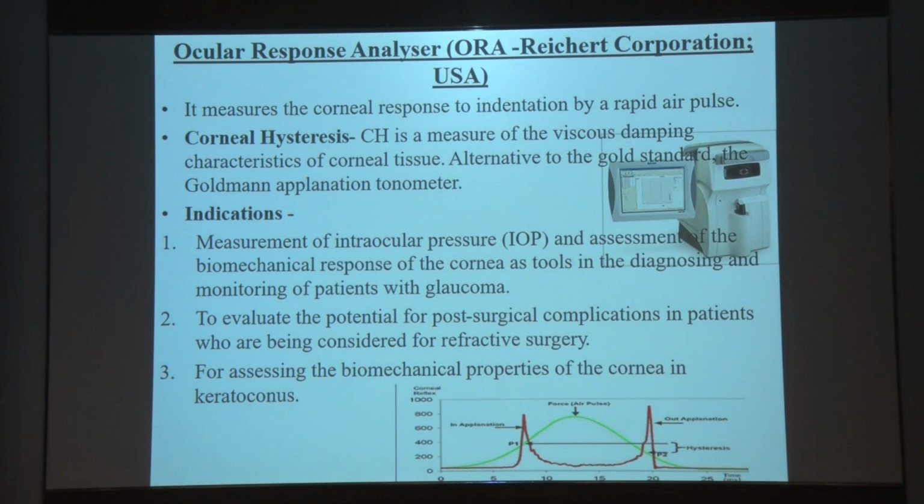The ocular response analyzer, by Reichert Corporation, USA, measures the corneal response to indentation by a rapid air pulse. It measures the corneal hysteresis, which is a measure of the viscous dampening characteristics of corneal tissue, an alternative to the gold standard, the Goldmann applanation tonometer. The indications for ORA are measurement of intraocular pressure and assessment of the biomechanical response of the cornea as tools in diagnosing and monitoring patients with glaucoma, to evaluate the potential for post-surgical complications in patients being considered for refractive surgery, and for assessing the biomechanical properties of the cornea in keratoconus.